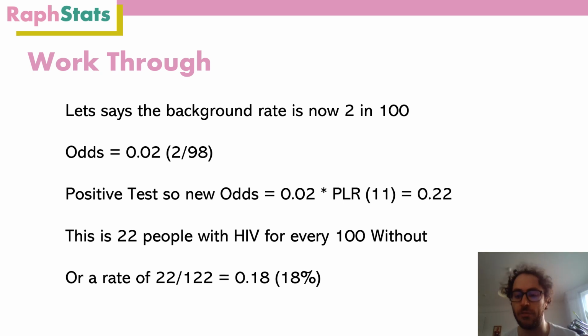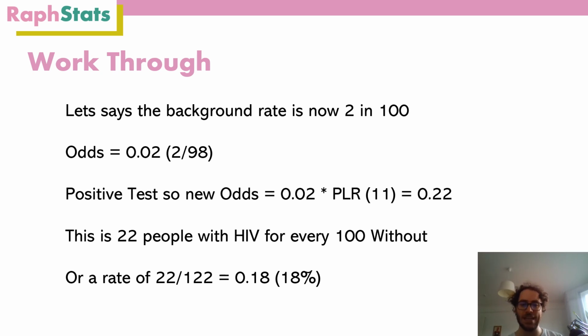Before we work through those examples on a COVID test, let's just talk through the maths so you're vaguely familiar with how it works. Let's take a new background rate of 2 in 100 people having HIV. To calculate the odds, we take the 2 people who have the disease and the 98 people who don't, divide them out, and that gets you around 0.02. Pretty much the same as the risk because it's a rare event.